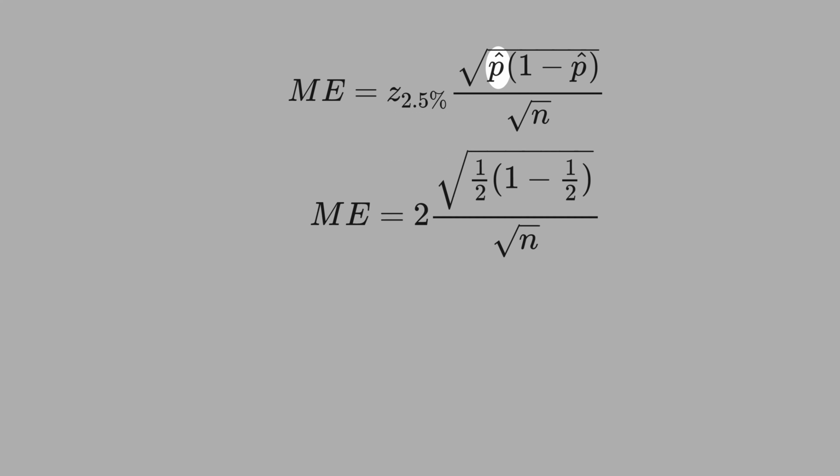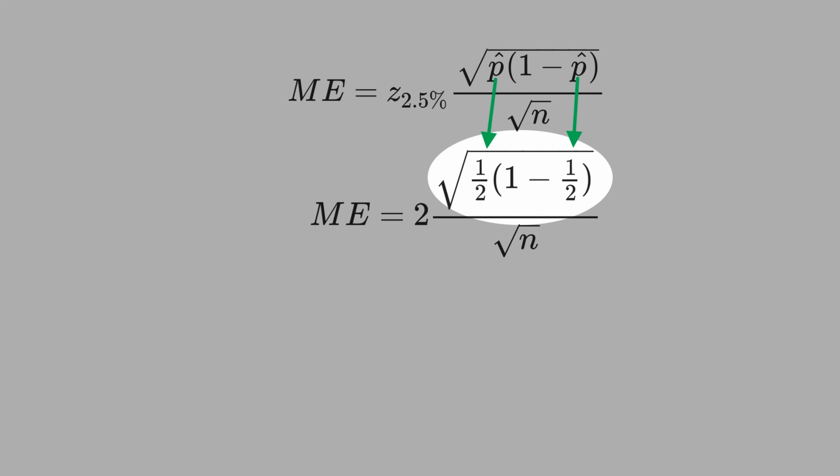P hat is a proportion. It varies from 0 to 1. And what is the maximum value for the variance? It is when p hat equals half. You can figure out this fact using your intuition, or plot the graphic, or using calculus, and take the derivative.